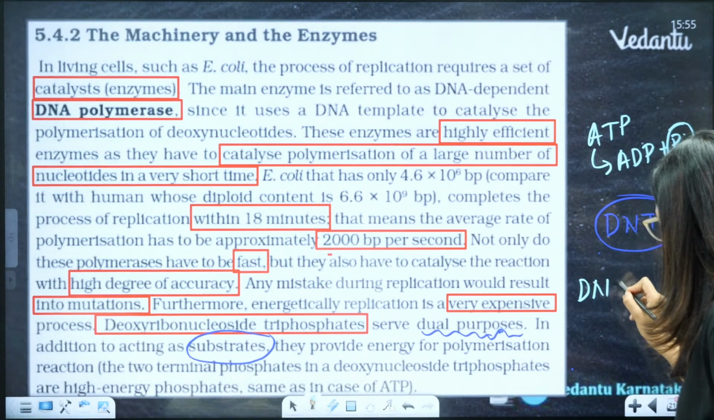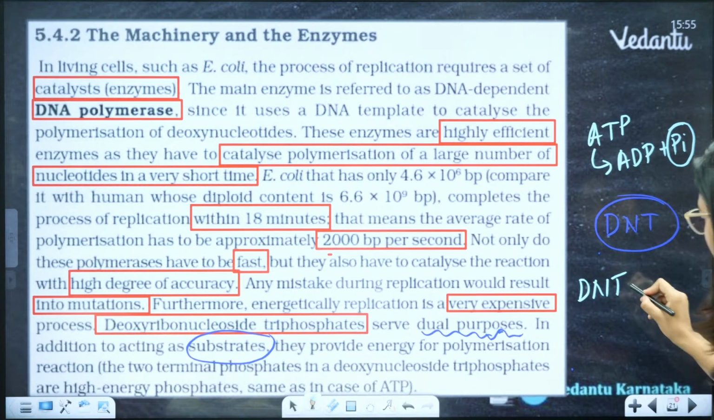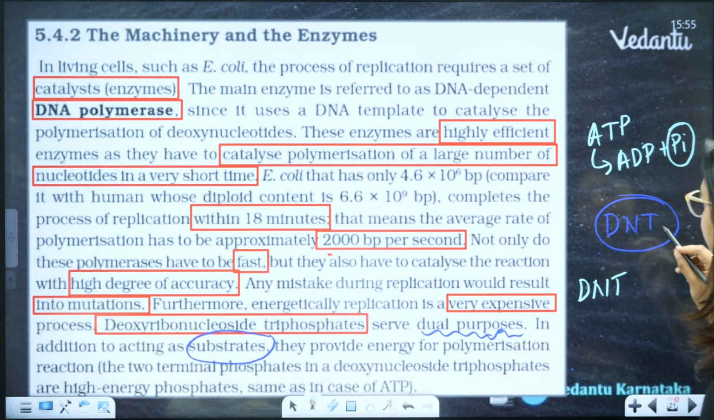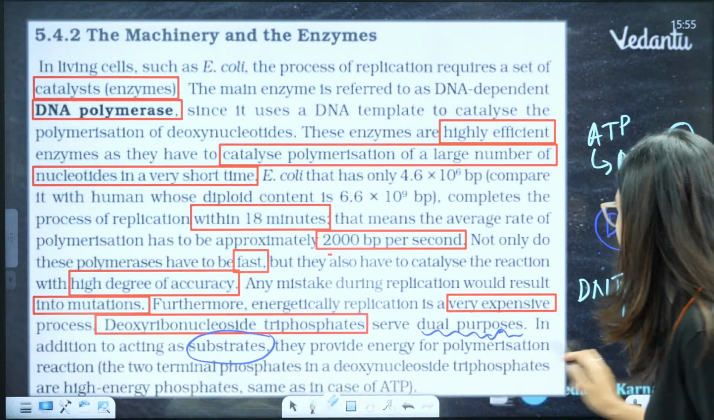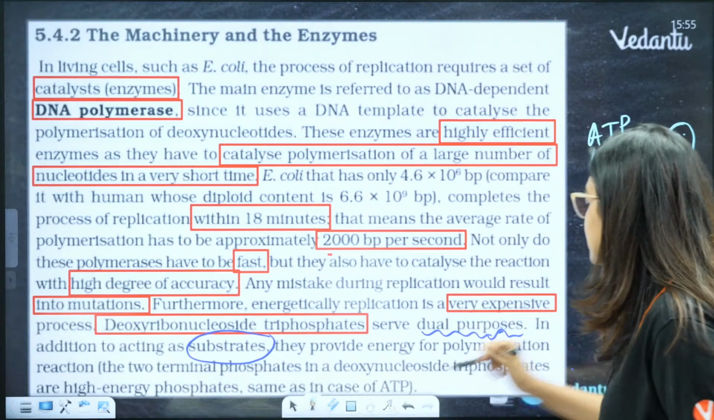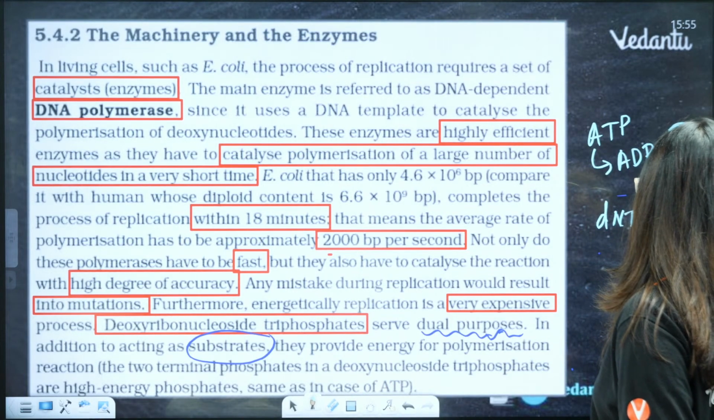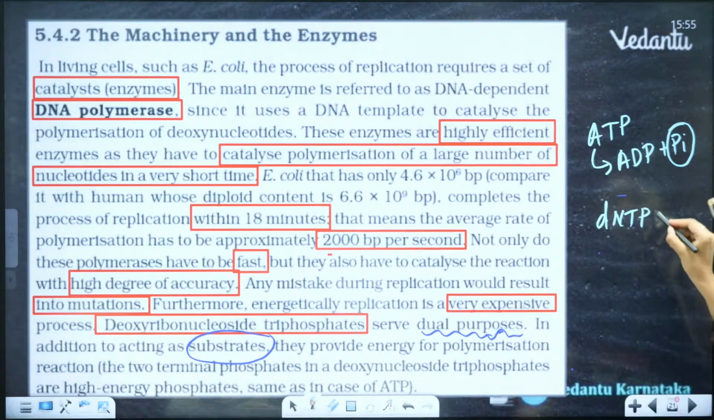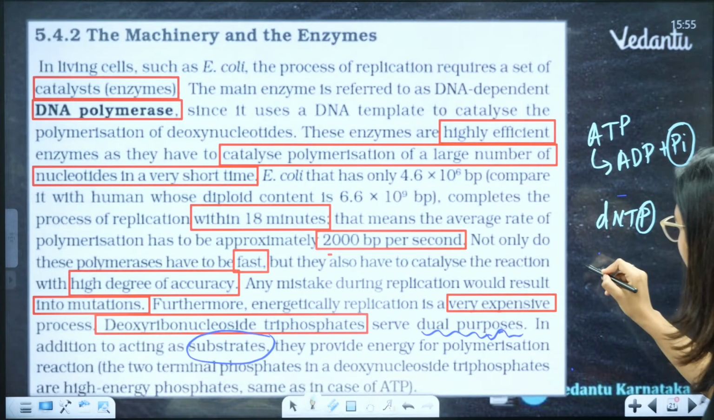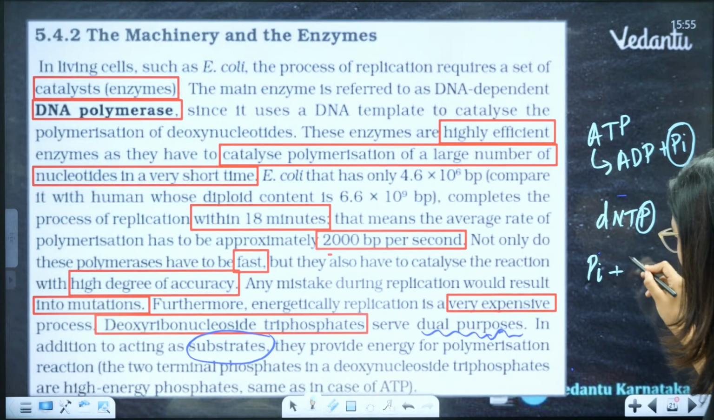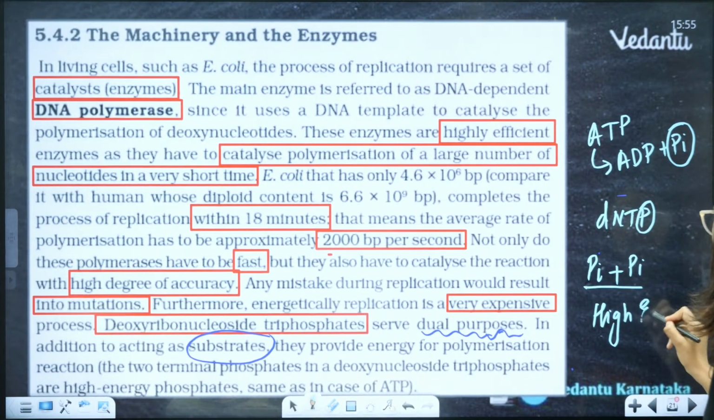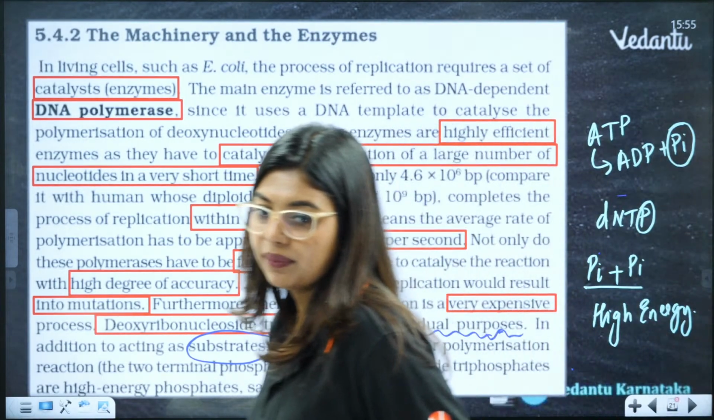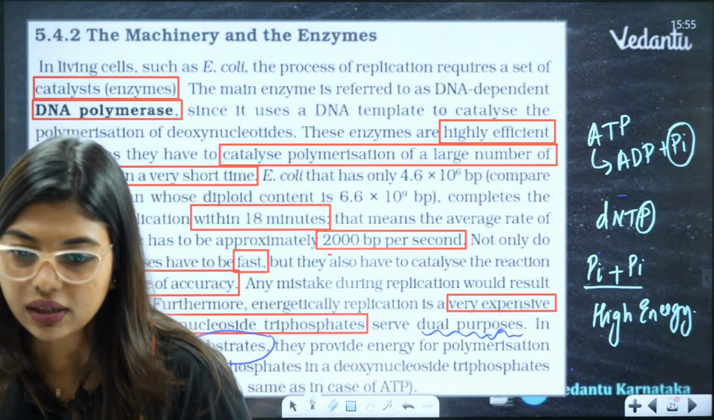Similarly for deoxynucleotide triphosphate, dNTP. Sorry, I wrote capital by mistake, dNTP, small letter you have to write. This triphosphate also, students, I will be able to get Pi plus Pi, high energy Pi. So it's a very energy consuming process. Clear?